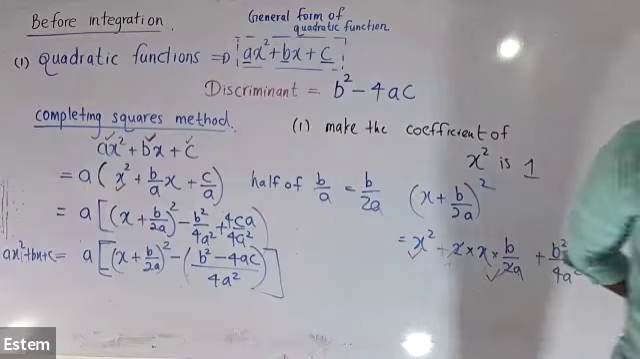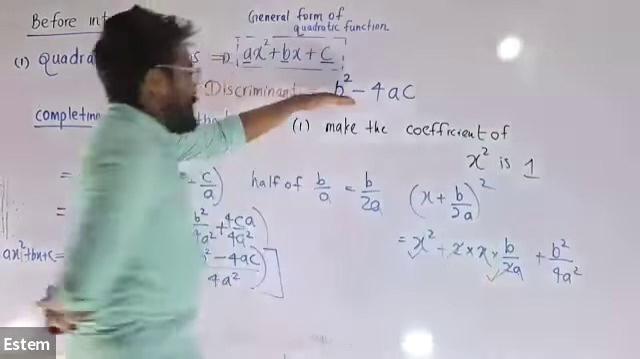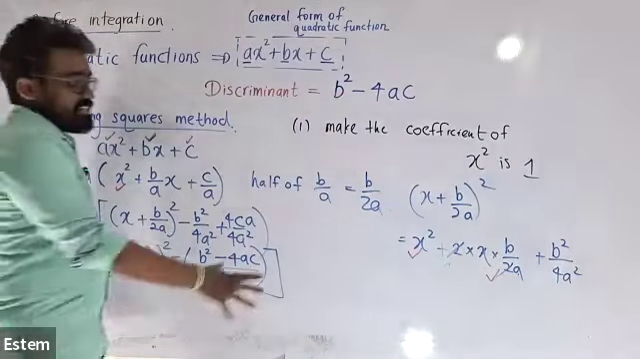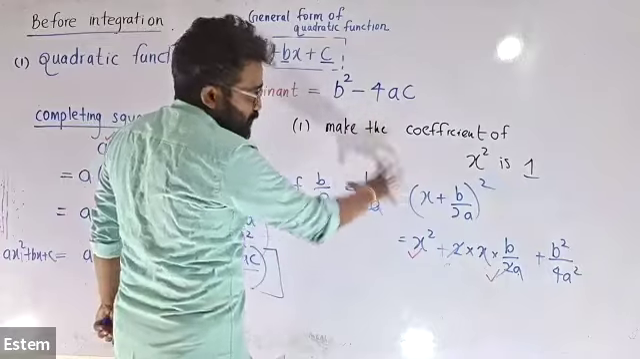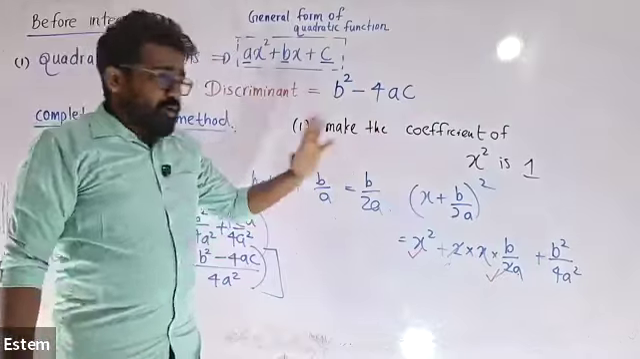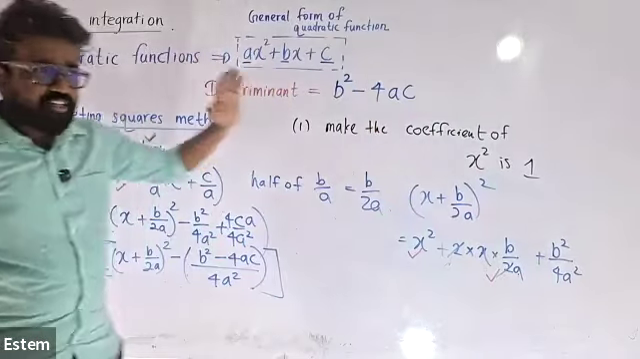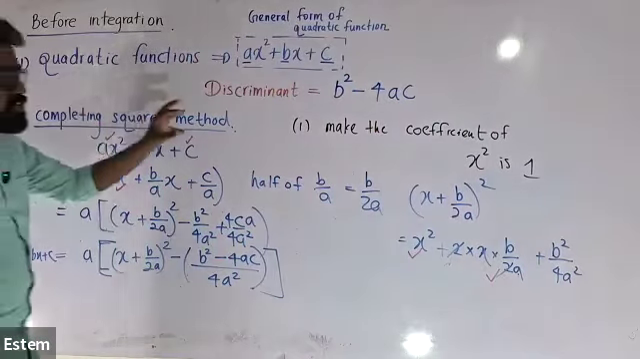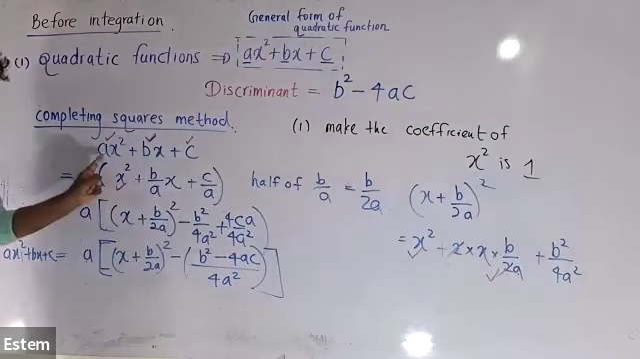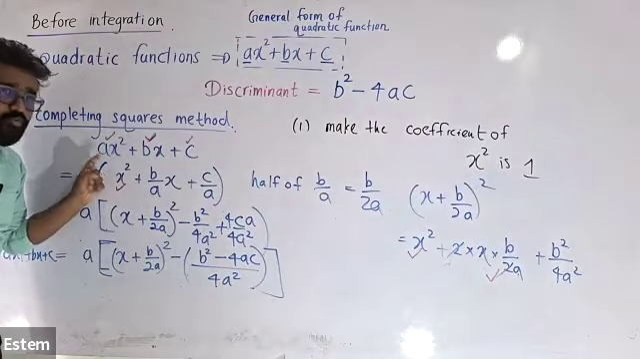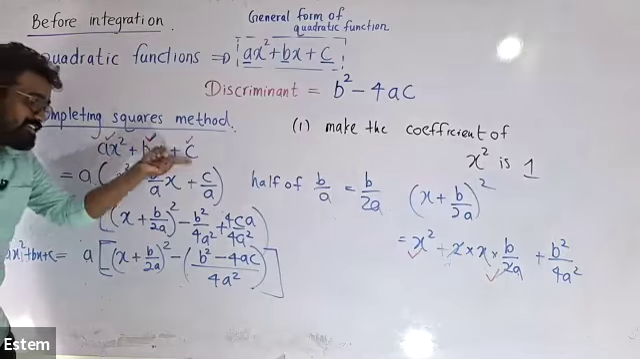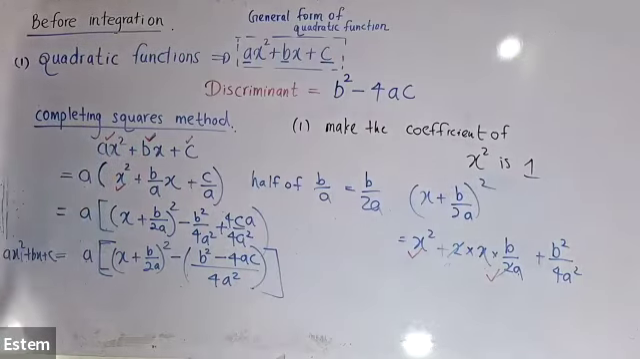Okay, then write discriminant also. And after that, write this completing square method. If you won't write, it's okay. But remember, you should at the very first, after applying completing square method, make the coefficient of x squared this one. Here it is a, no? So we are pulling out a. Then b over a, c over a. Very easy.